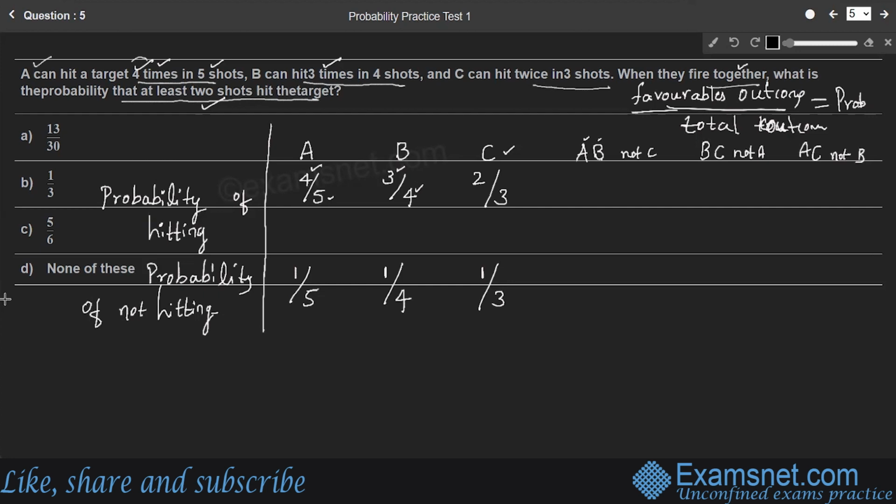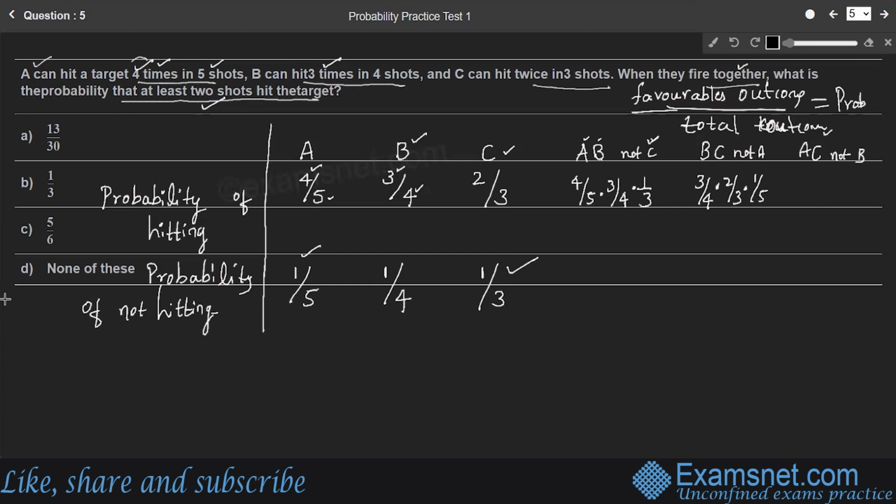So we'll consider the respective probabilities. The probability of hitting by A is 4 by 5, into by B is 3 by 4, into the probability of not hitting by C, which is 1 by 3. So in the second case, the probability of hitting by B is 3 by 4, into by C is 2 by 3, into not hitting by A, which is 1 by 5.